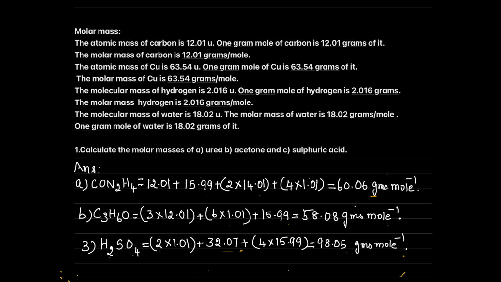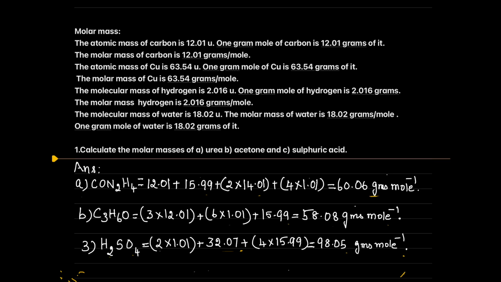Hydrogen is diatomic, is of molecular mass 2.016 U. 1 gram mole of hydrogen is 2.016 grams. The molar mass of hydrogen is 2.016 grams per mole. The molecular mass of water is 18.02 U when rounded off to second decimal. 1 gram mole of water is 18.02 grams. The molar mass is 18.02 grams per mole for water.